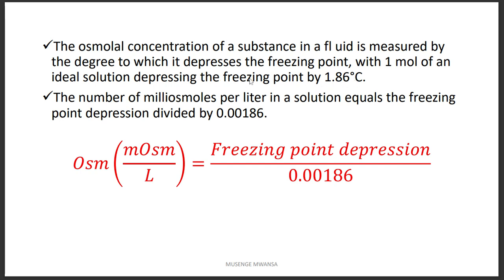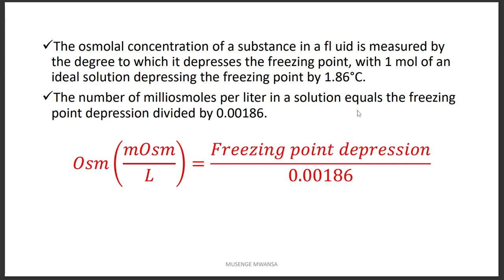What we mean by freezing point is just the point at which something freezes. The number of milliosmoles per liter of a solution equals the freezing point depression divided by 0.00186. So if I want to calculate the osmolarity in milliosmoles per liter, I just get the freezing point depression and then divide by 0.00186.